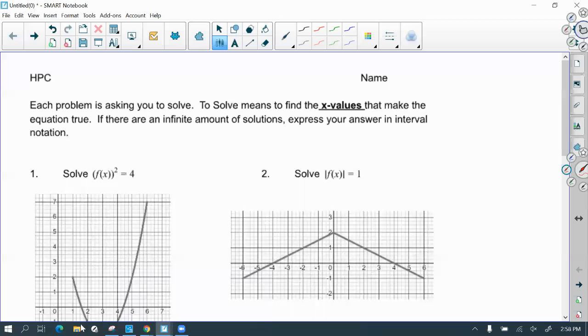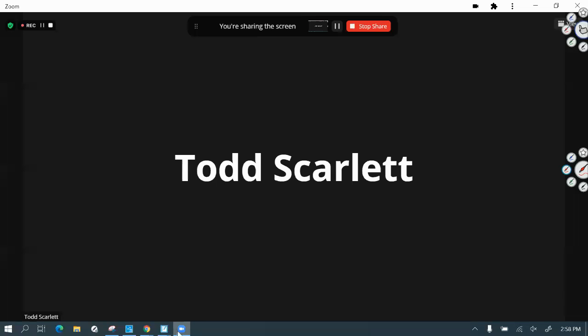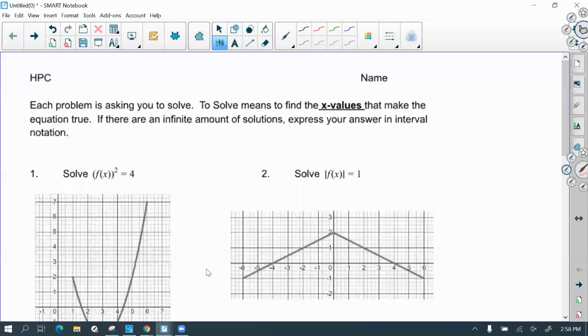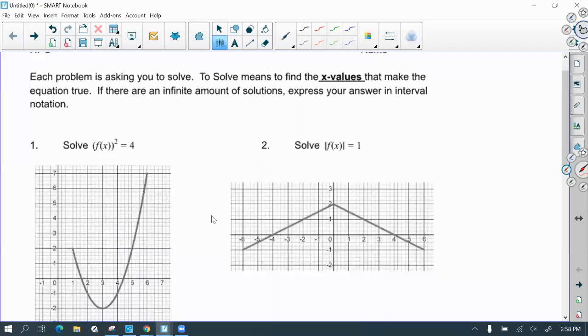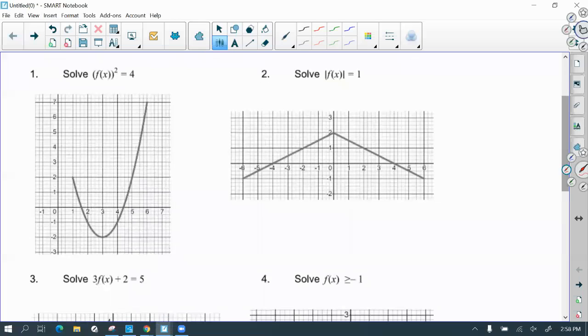Okay, hello everybody. So I want to go over these solutions for the solving worksheet that you had. All right, so the big thing is you're always finding x values. So whatever answer you're going to tell me, it's going to be the x value.